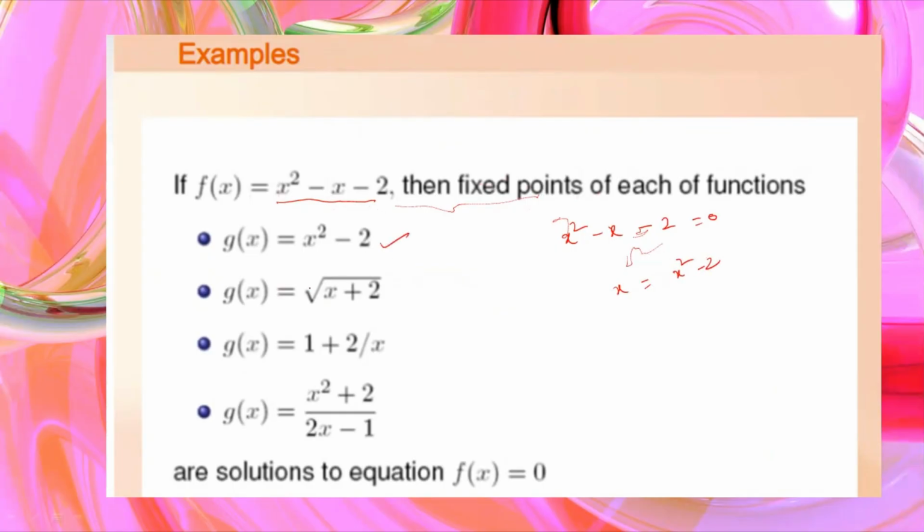One more thing: g of x is equal to x square is equal to x plus 2. So x is equal to root x plus 2. This is one choice. What is the other? Try all the chances. One is x square is equal to divide with x, that is x = 1 plus 2 by x. That is one chance. And the other chance is g of x is equal to x square plus 2 by 2x minus 1. So these are the different choices we are getting to find out the x value.